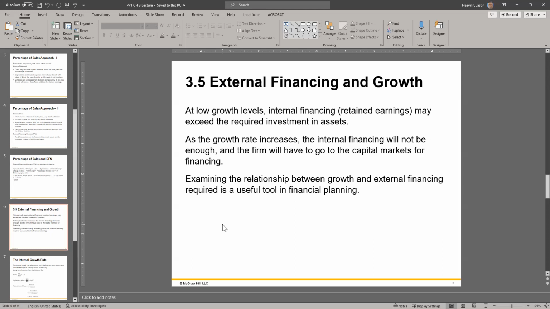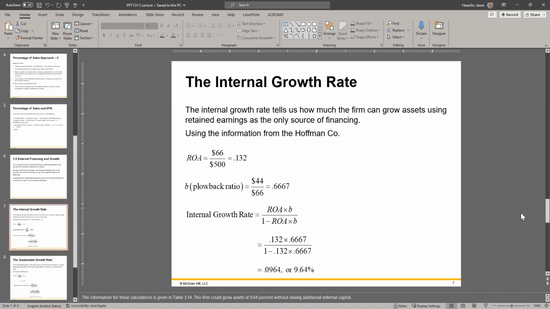However, as the sales growth rate increases, the internal financing would not be enough. So if your sales are jumping a lot, you may not have enough money in the company in-house to grow your assets as required. And then you may have to go to external financing. So where are those points that we speak of? So this is how you can calculate it.